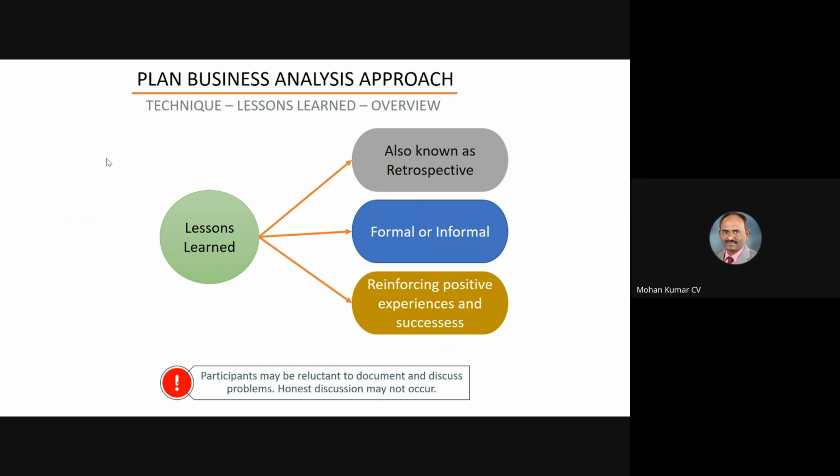Whatever said and done, documenting lessons learned is a very difficult task, right? Do you accept your mistakes? I agree with you. That's the major problem. People will be reluctant to document and discuss problems. That's true.